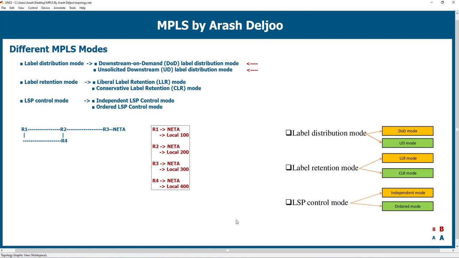You know that every router should advertise its label to its peers. If you enable MPLS on all interfaces in this scenario, we have LDP neighborship between R1 and R2, between R2 and R4, and again between R1 and R4. These are our LDP neighborships or LDP peers. At this time, we can experience two types of label distribution. The first type is Downstream On Demand or DoD.